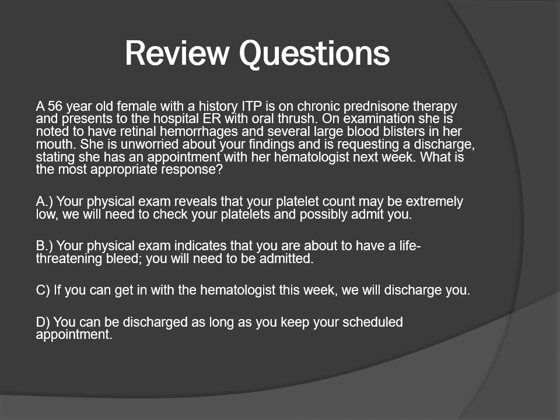Next one is a 56-year-old female presents with a history of ITP. She's on chronic prednisone therapy and presents to the hospital ER with oral thrush. On examination, she's noted to have retinal hemorrhages and several large blood blisters, so the wet blisters we talked about. So this patient's had ITP for a while. She's not worried about the findings. She wants to be discharged and see her hematologist next week. So what do you tell this patient?